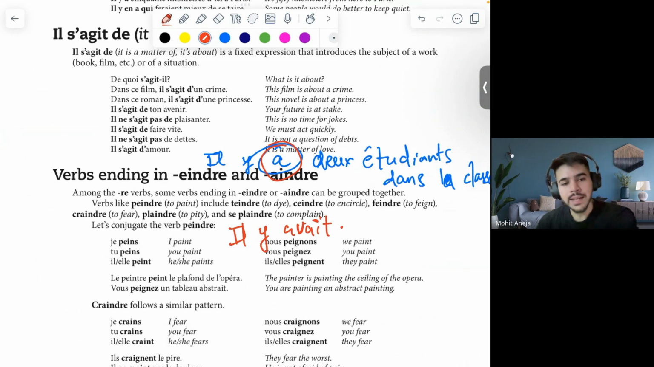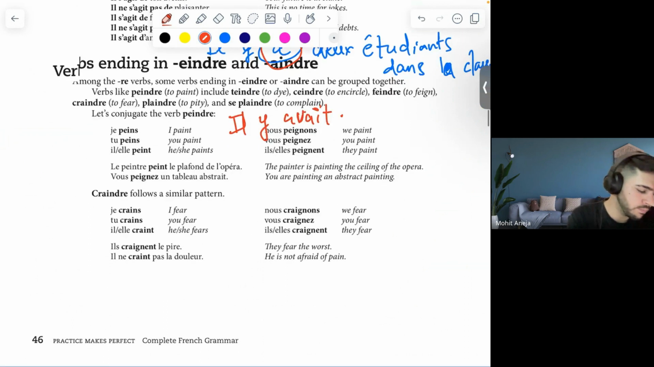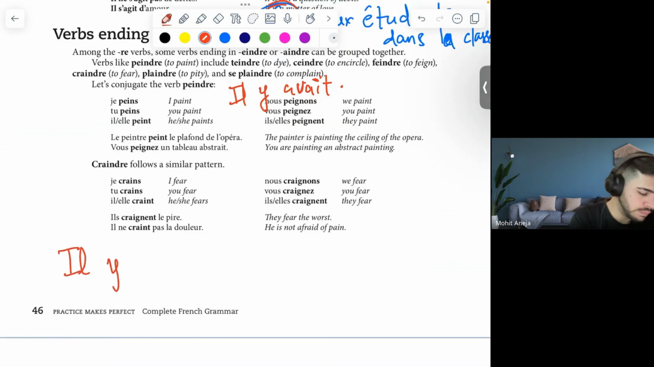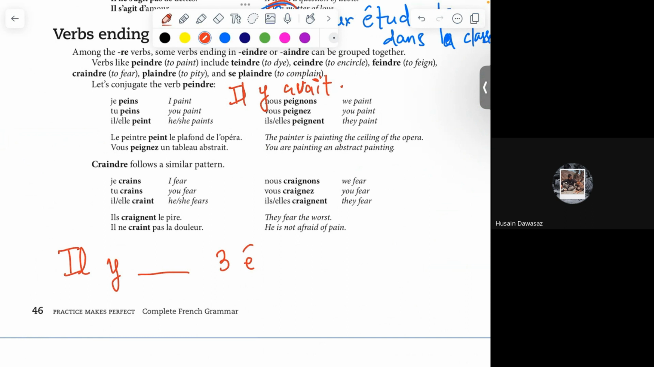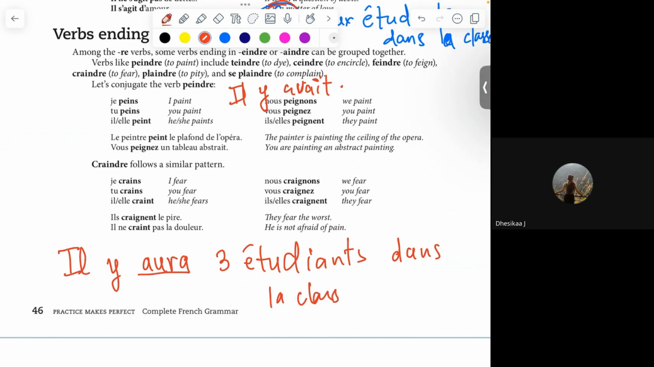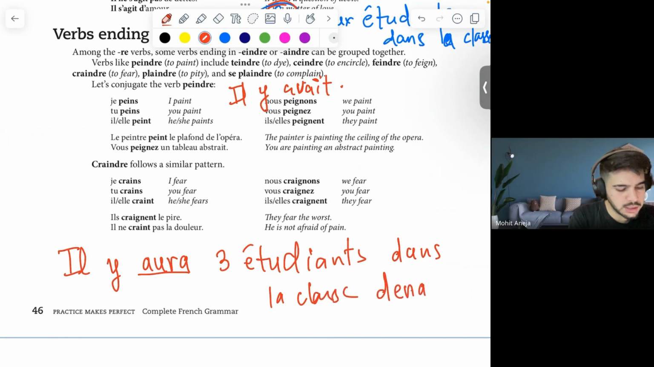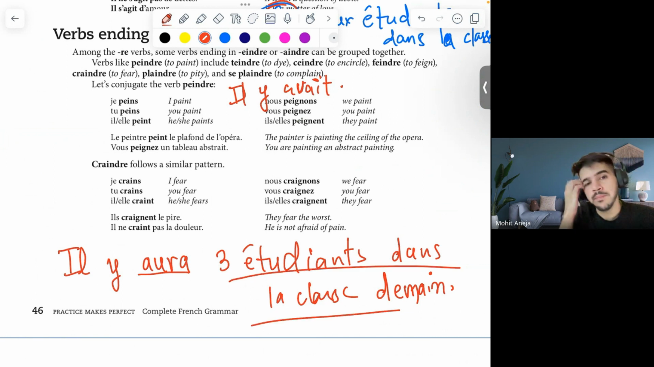So we write il y avait. For example, if you want to say tomorrow, Sunday, there'll be 3 students in the class, how will you say? There will be 3 students. Il y aura trois étudiants dans la classe. I just added a small thing. When? Tomorrow. Tomorrow there will be 3 students in the class, I told you. ठीक है.